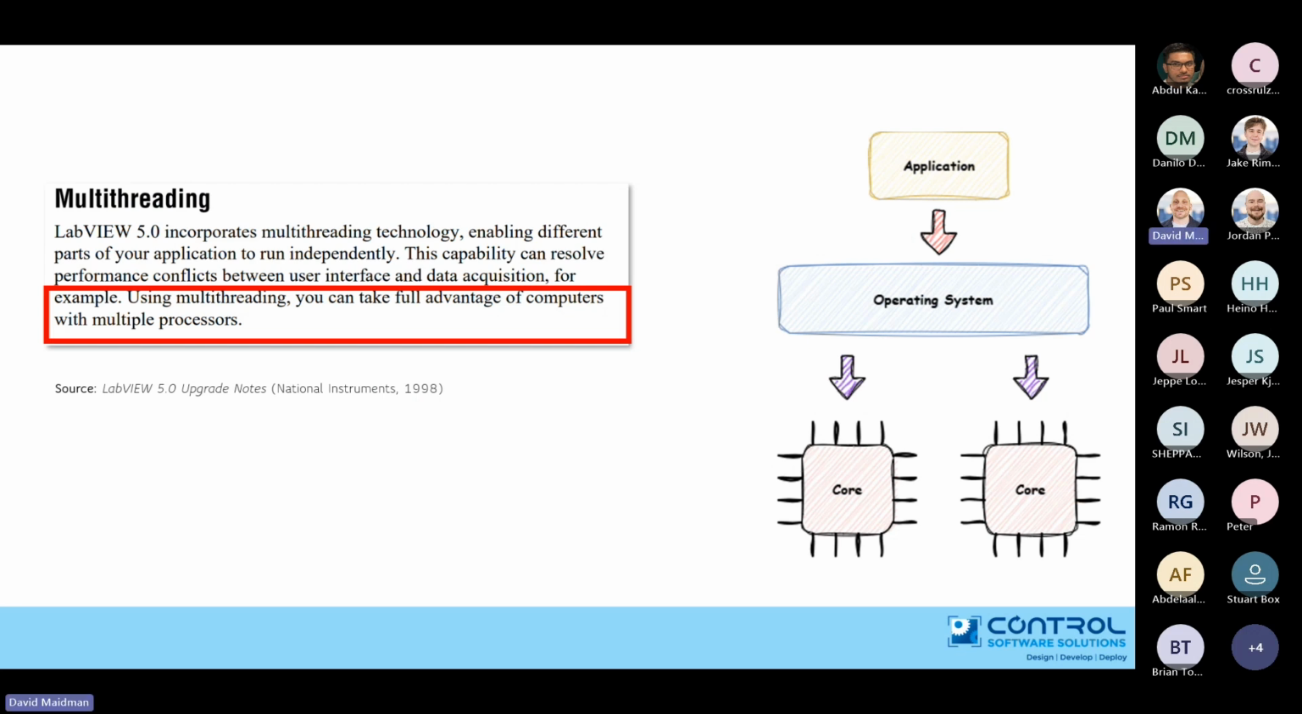So digging deeper into the upgrade notes, we've got another statement here on multi-threading that explains the fact that LabVIEW has multi-threading technology, that we can run different parts of our application independently, and so on, all of this nice stuff that we hope to be able to use. And they have a comment at the bottom saying, using multi-threading, you can take full advantage of computers with multiple processors. So what I've got here is a little system with an application and the operating system deploying onto two processors, two cores, as I've labeled them here.